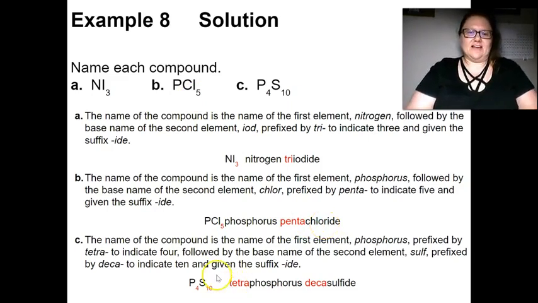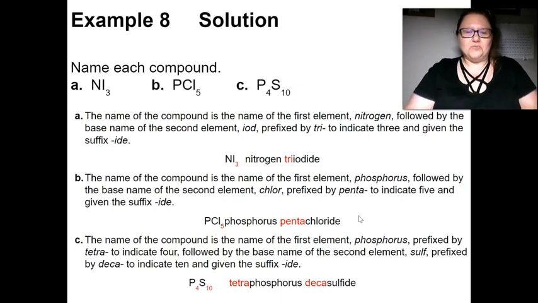Okay, the last one is P4S10, so we need to say I have 4 phosphorus and 10 sulfur. The way to do that is now we need a prefix to say 4 phosphorus, so it would be tetraphosphorus, and then 10 sulfur would be decasulfide.